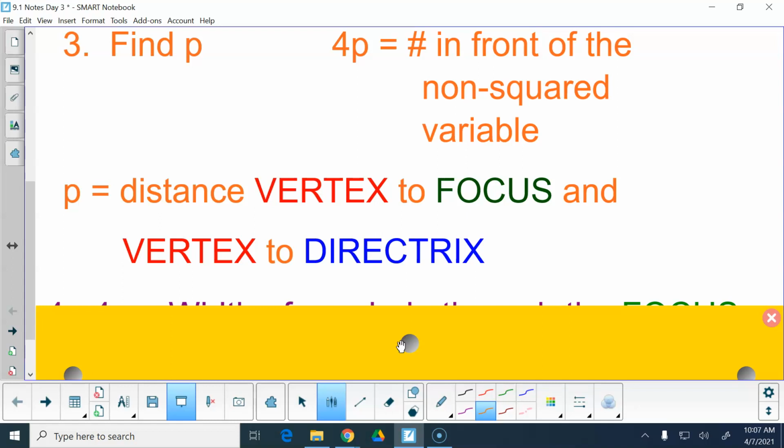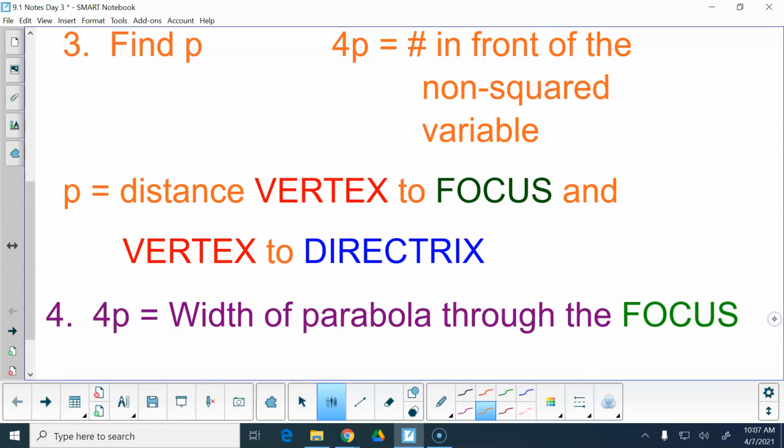Step number 4. And what is the width of the parabola? The 4p, that coefficient of the non-squared variable, is the width of the parabola through the focus. So we go half in one direction, half in the other direction. If it's an up-down parabola, we would go half to the left, half to the right. If it's a left-right parabola, we'd go half up and half down. Okay?